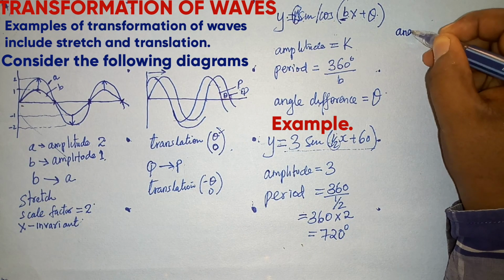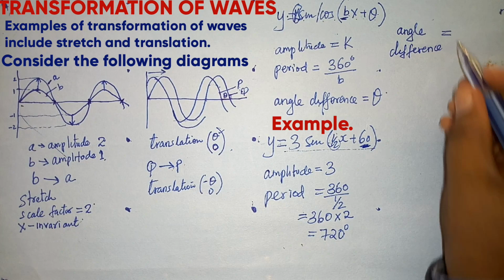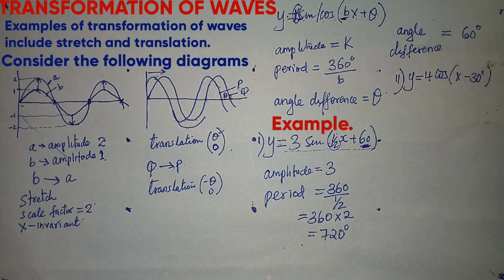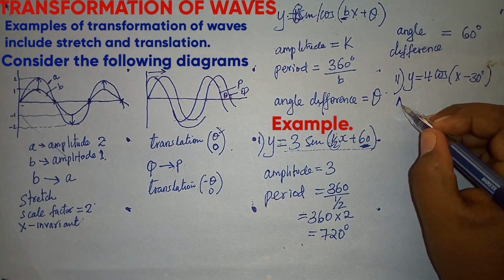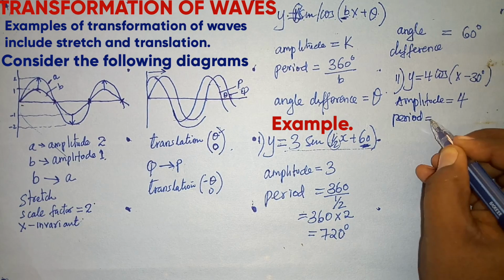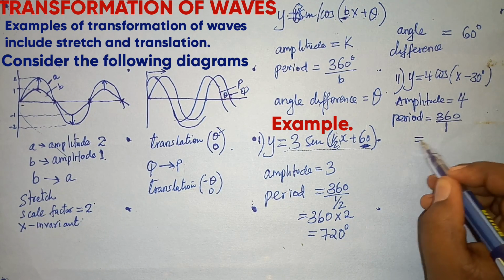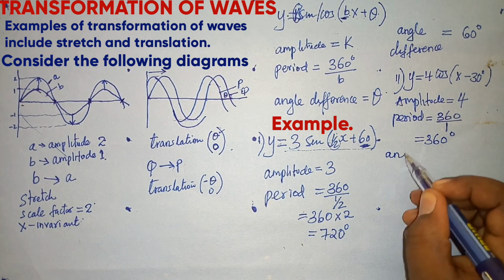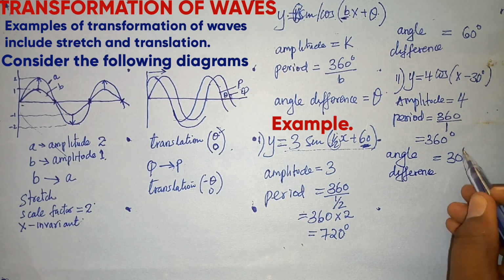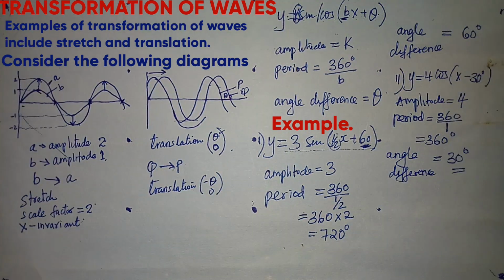What about the angle difference? The angle difference will be equal to 60 degrees. Now for example 2, y = 4 cos (x − 30). From here, the amplitude is equal to 4, the period will be 360 divided by b, and the value of b, which is the coefficient of x, here is 1. So the period will be 360 degrees, and the angle difference will be equal to 30 degrees. So that is how you can tell the amplitude, the period, and the angle difference if you are given the equation of the wave.